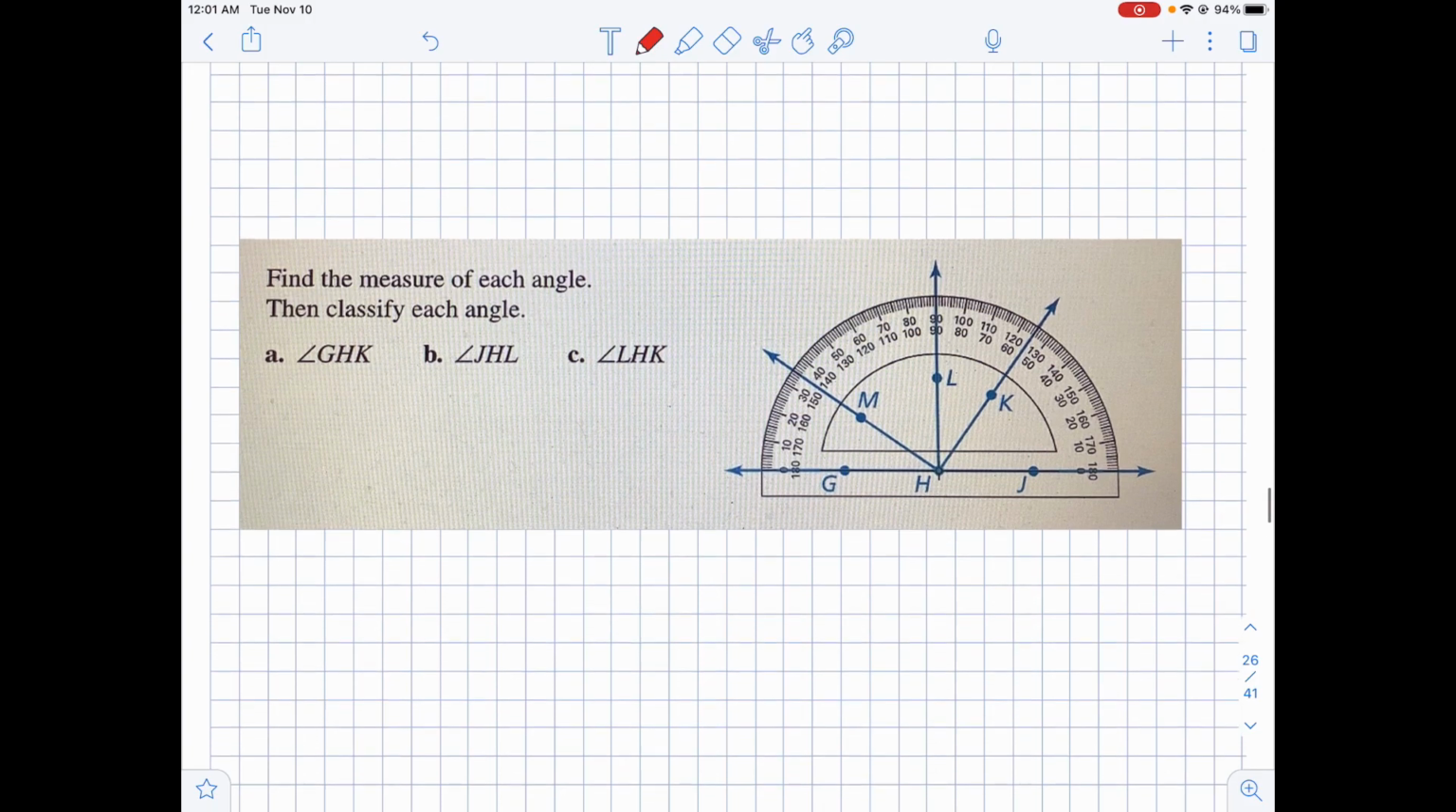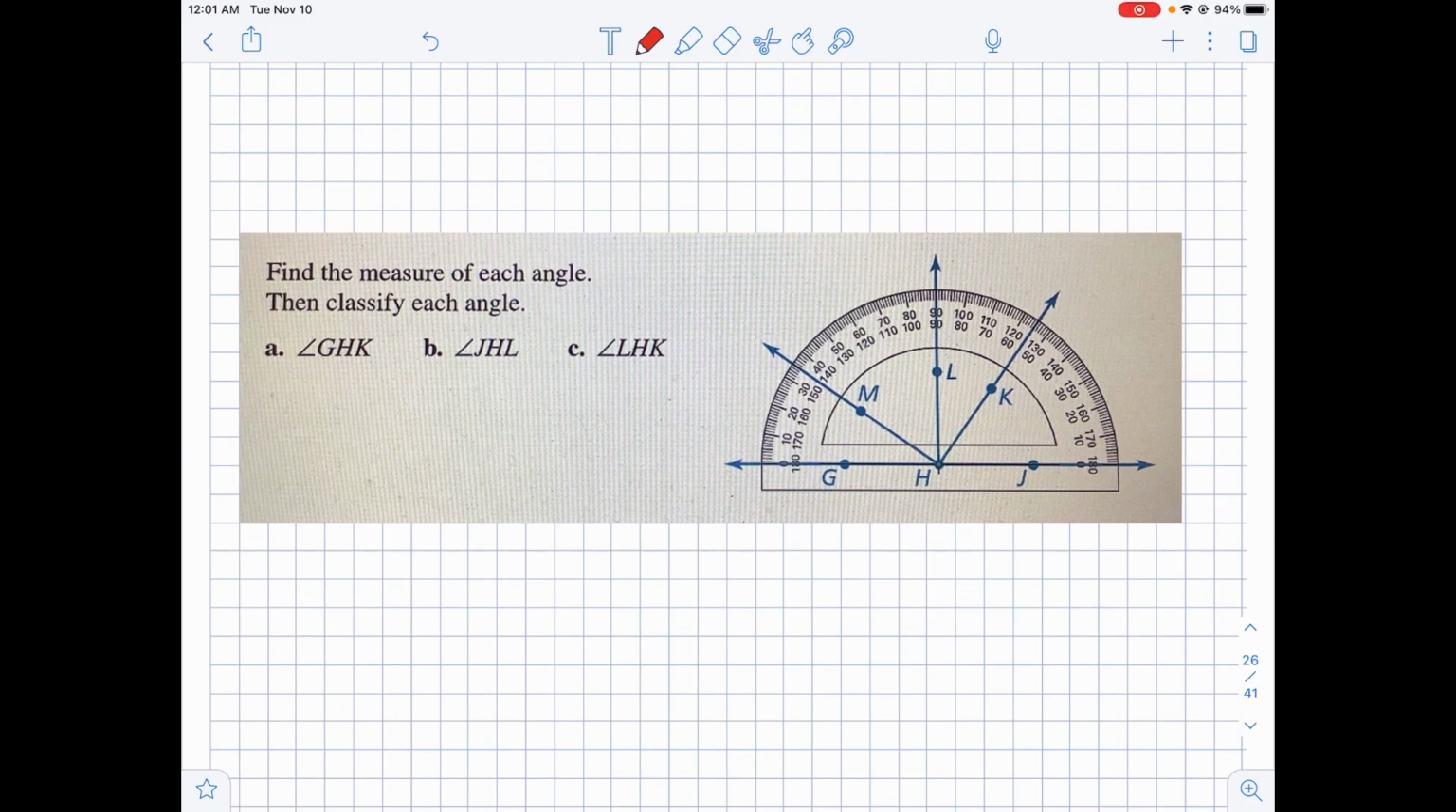All right, let's go ahead and jump into the next one. Now, this one I'll help you out with the first one, and then after that, I'm going to let you do the rest. So, it says, find the measure of each angle, then classify the angle. So, they want you to find the measure, which means give me a number, and classify the angle. So, basically, we're talking about acute, obtuse, right, straight. That's classify. And measure, they want an actual number.